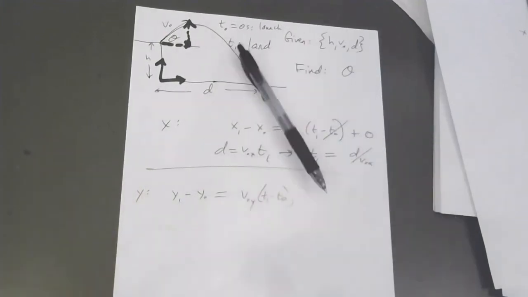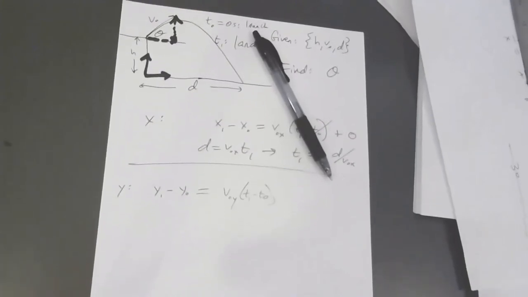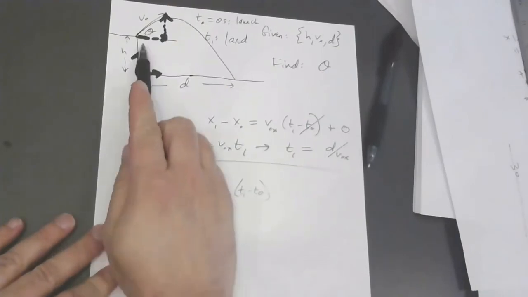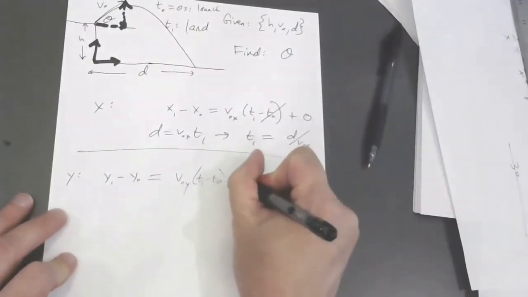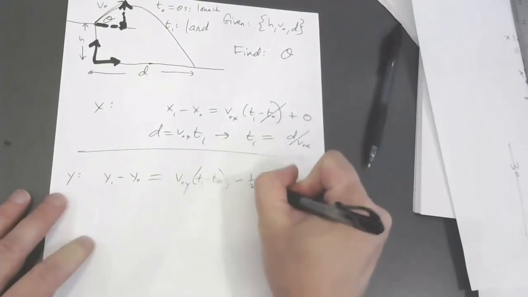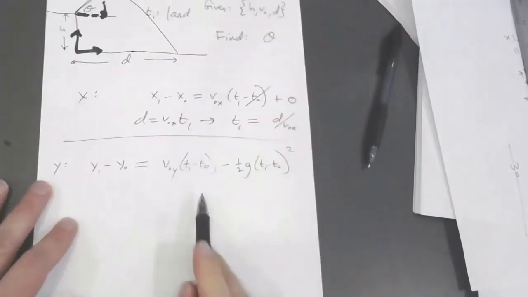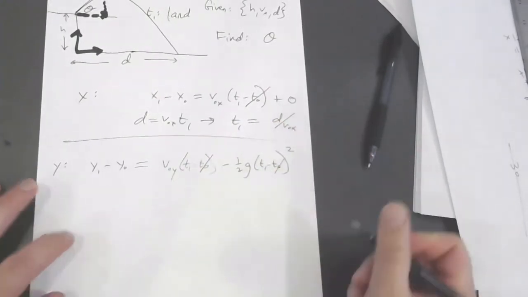This pen is finally running out of ink. And then we need the 1/2 at squared equation. There we go. Since I called up positive, my vertical acceleration is negative g, so minus 1/2 g times t1 minus t0 squared. But again, t0 is set equal to 0 seconds, so that's gone.